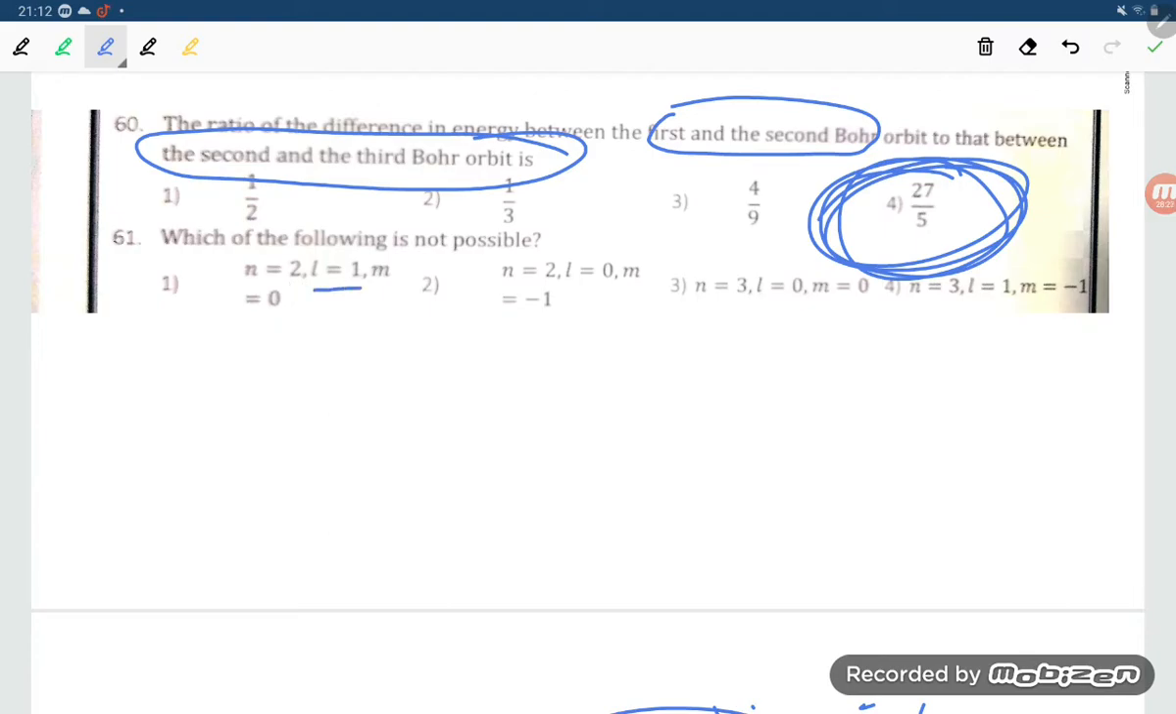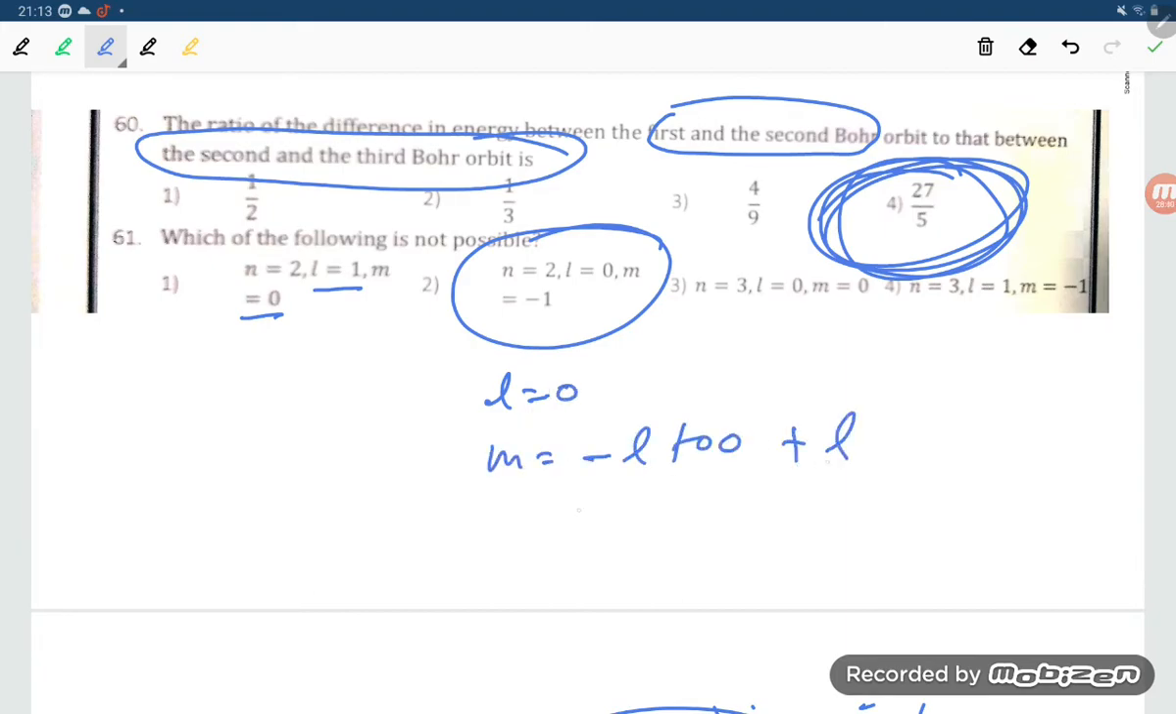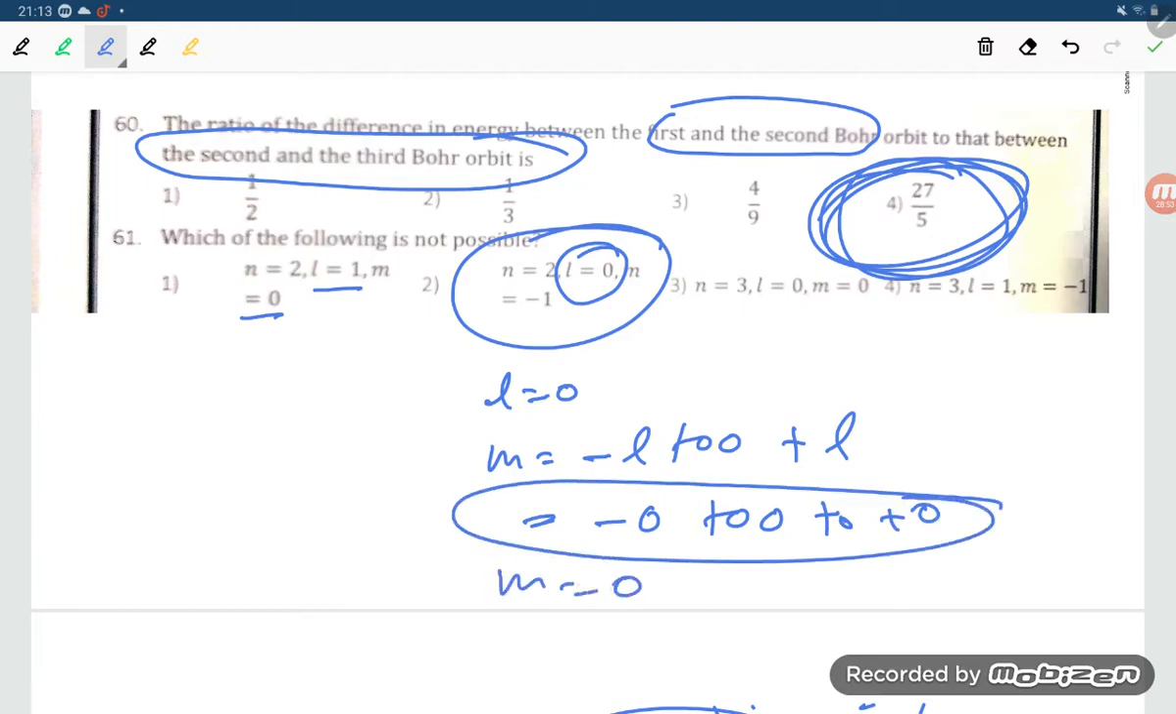N equal to 2, L equal to 1, M equal to 0. N equal to 2, L equal to 0, M equal to minus 1. This is wrong, student. L equal to 0, so what is the M value? M goes from minus L through 0 to plus L. L value is 0, so minus 0 to 0 to plus 0, that means M is maximum 0. Here they have given minus 1, that is wrong, student.